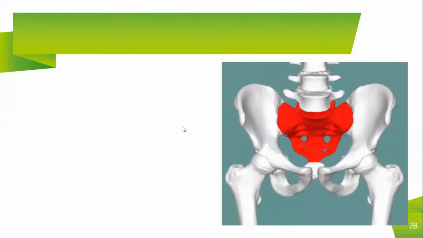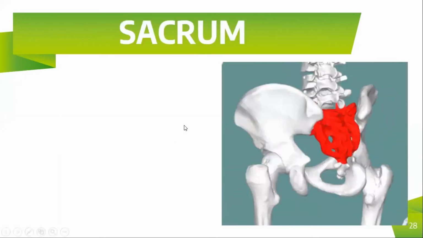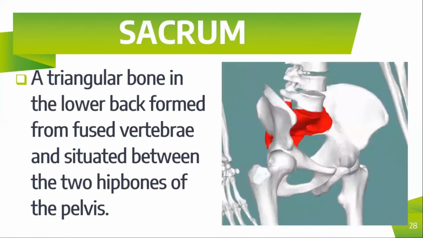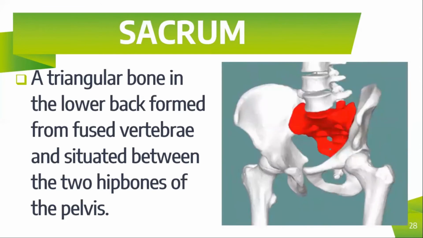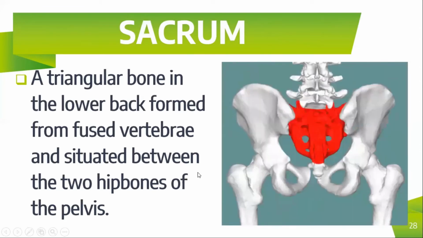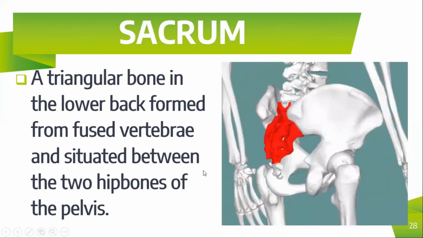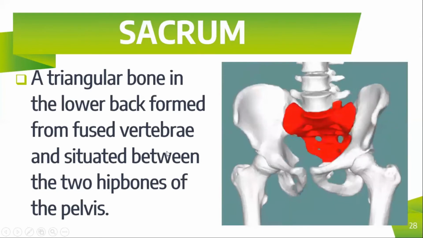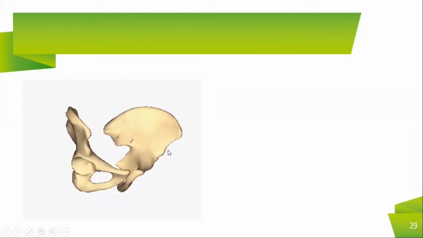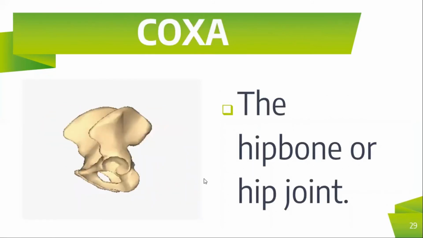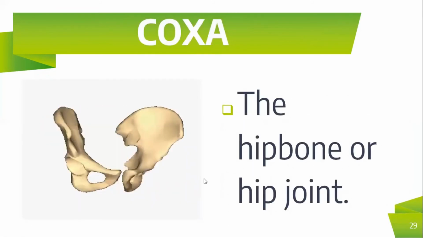Next, this red colored one is called the sacrum. It is a triangular bone in the lower back formed from fused vertebrae and situated between the two hip bones of the pelvis. Again, that is the sacrum. Next, the coxa, or what we know as the hip bone or the hip joint.